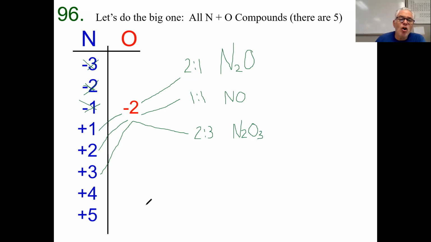Now, this is the actual hardest one. Mathematically, oops, I hit a bump on my mouse. Here we go. If we start out with a +4 and a -2, we're going to need 2 -2s. So this is going to be in a 1-to-2 ratio. 1-to-2. So this is going to be 1 N and 2 O's.